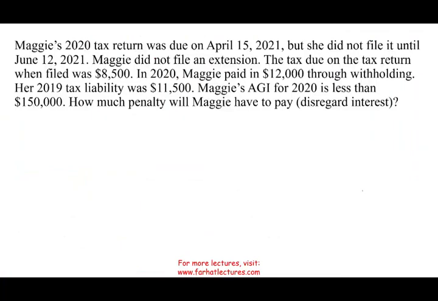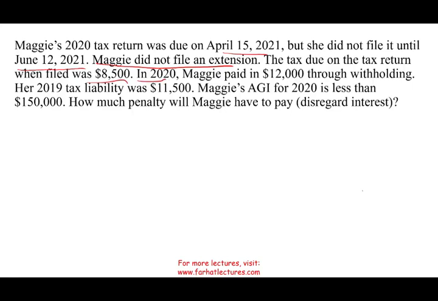So Maggie's 2020 tax return was due on April 15, 2021, but she did not file it until June 12, 2021. So Maggie was late, and Maggie did not file an extension. Although you file an extension, you still have to send the money if you owe any money. Remember that. Just filing an extension doesn't mean you don't have to pay the money. The tax due on the tax return when filed was $8,500. So that's the check that Maggie had to write.